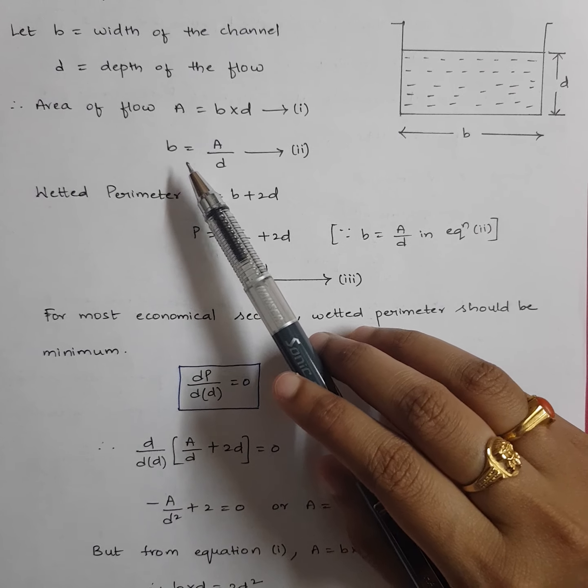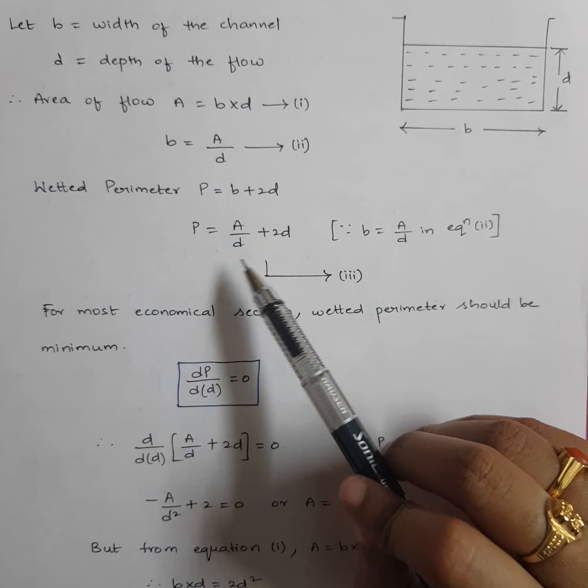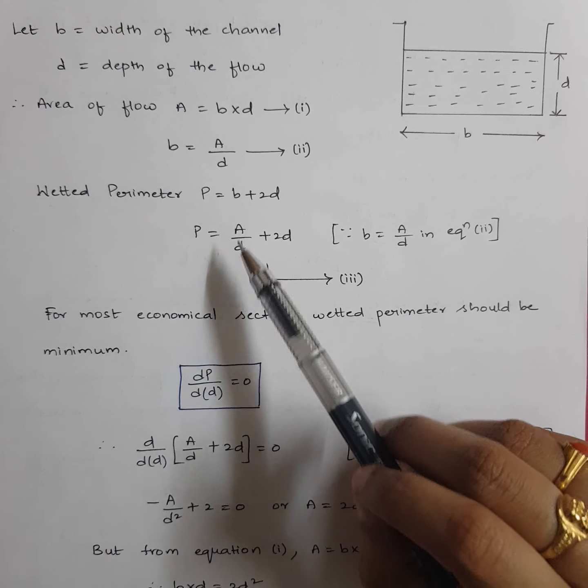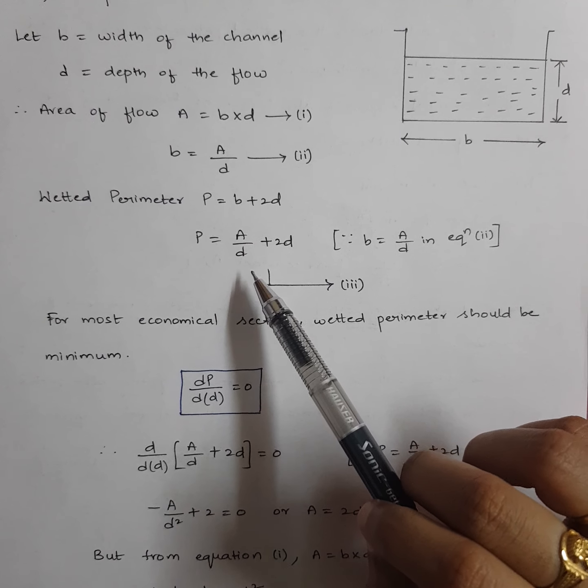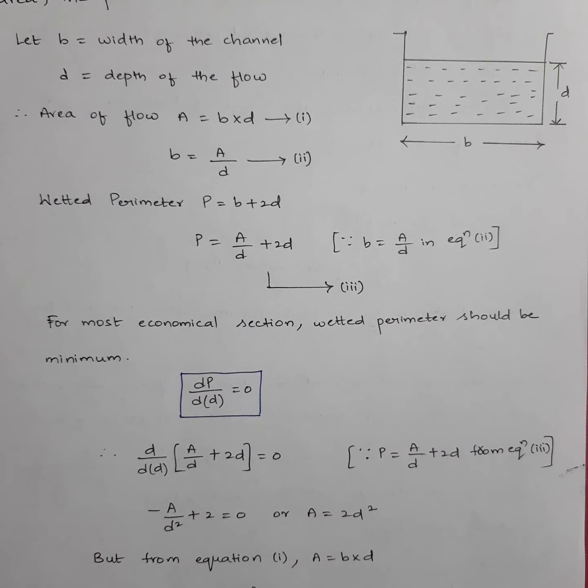But already from equation 2 you wrote B as A by D, right? So just substitute here. So finally what is P equal to? A by D plus 2D. Now we observe wetted perimeter came in terms of only one unknown, which is D. Take it as equation number 3.